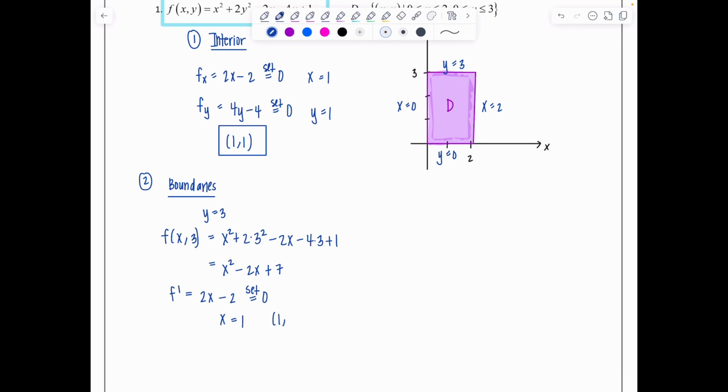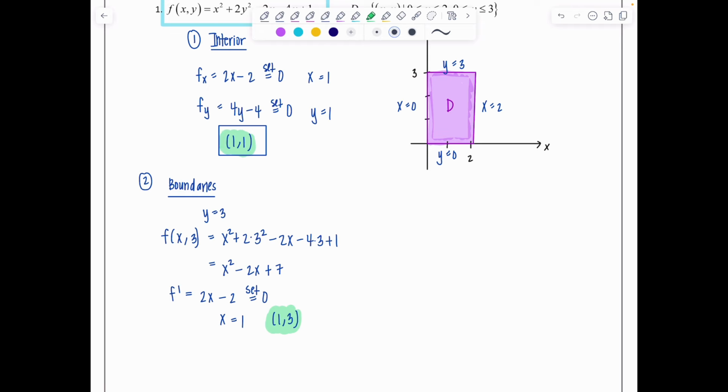So (1, 3) is a critical point on the boundary. And you can tell indeed, yep, it's on the boundary, so it's not in the interior. (1, 3) is right here on this boundary line. So save that for later.